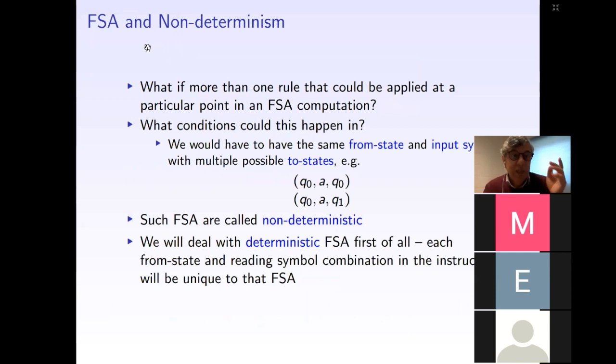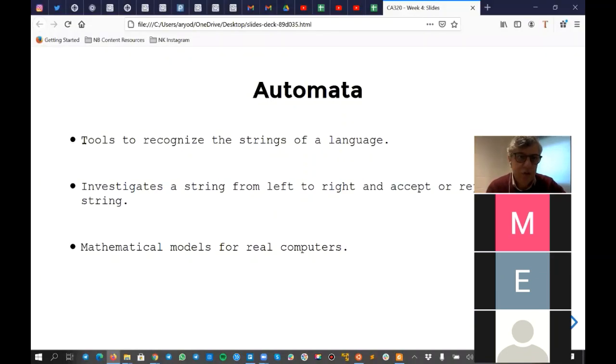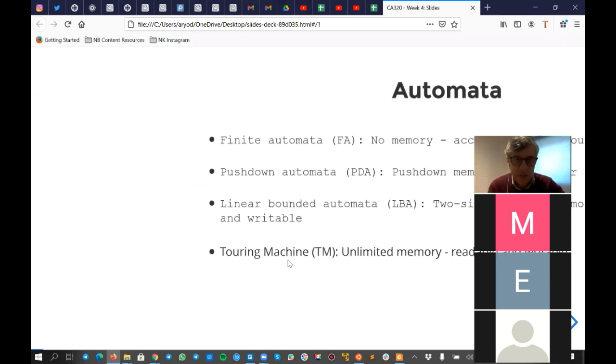Okay, so FSA and non-deterministic FSA, that's a kind of categorization here. Like I said, automata are tools to recognize strings of languages. What an automaton does is investigate a string from left to right and accept or reject it. And there is a mathematical model: automata are mathematical models for real computers.